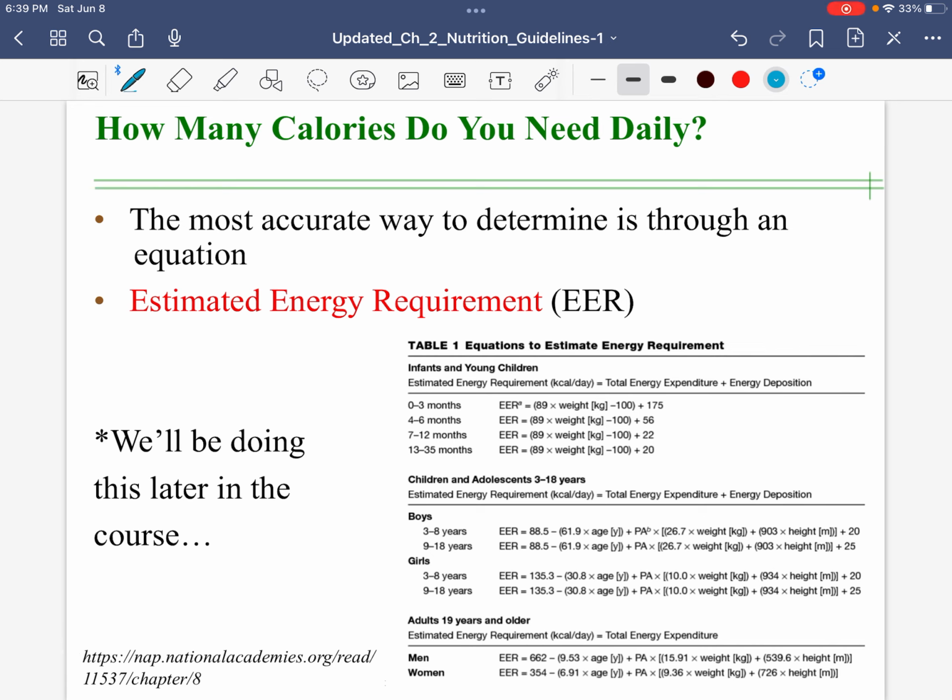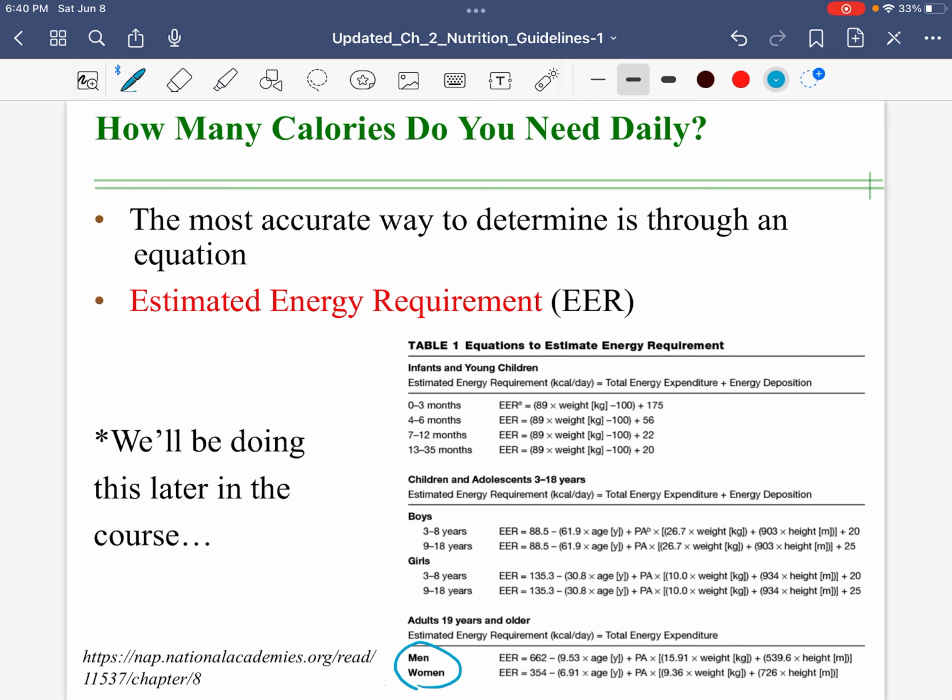So probably one of the best ways to do it would be a formula called the estimated energy requirement, not EAR, EER. Again, they need help with this, don't they? We're going to be doing this later in the course, but I just went online, and this is the most current updated EER equation. So most of us are going to fall into the adults category, one for men, one for women. And this is a formula to give us a guideline for how many calories we need per day through food.